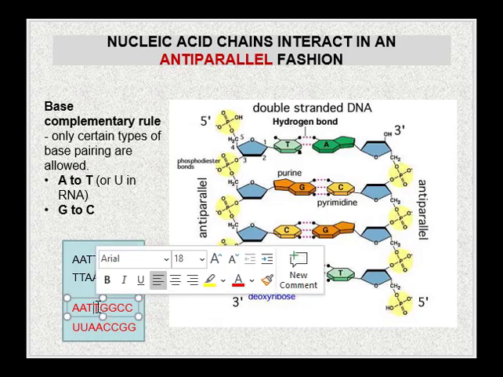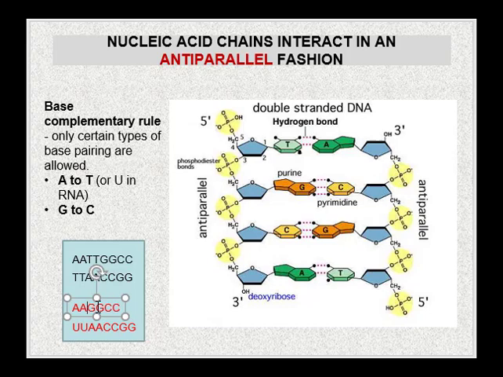Oops. Let me fix this. This would be the same type of strand except for RNA. Now that I've fixed it, there are adenine and uracil pairing, guanine and cytosine pairing.